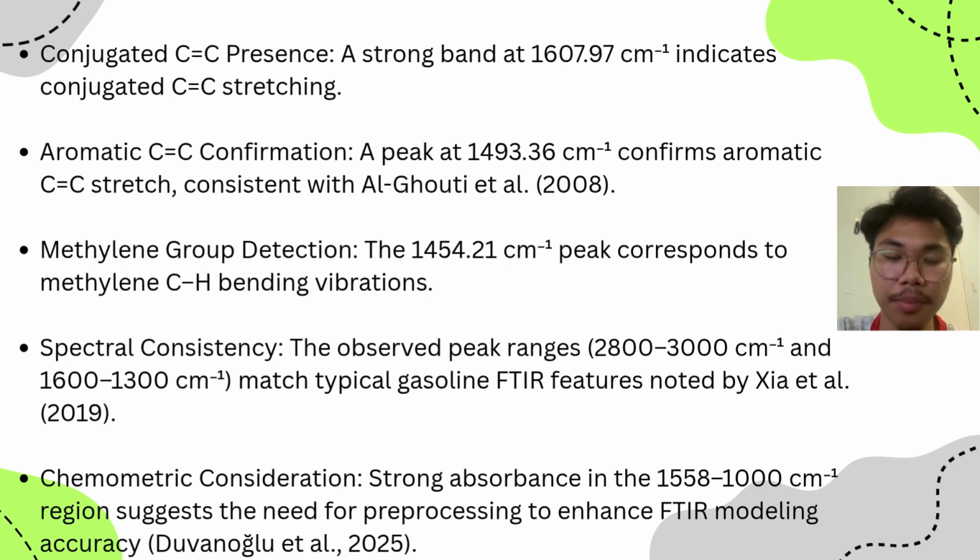When observing the entire spectrum, the 2800 to 3000 and 1600 to 1300 ranges are especially prominent. These regions are well-known signatures for gasoline spectra as noted by Zia et al. 2009 and are typically associated with CH stretching and aromatic bending variation. In conclusion, the spectral profile of RON95 shows a consistent pattern with gasoline-type hydrocarbon, combining both aromatic and aliphatic features, which also highlights the importance of processing and analytical modeling.